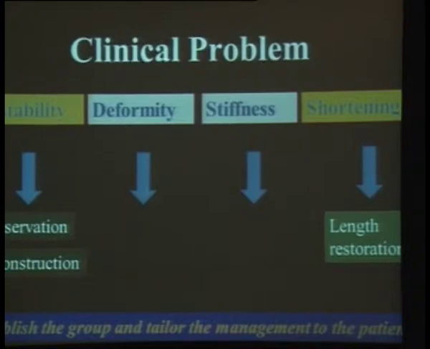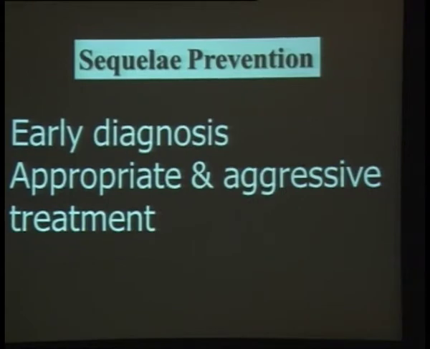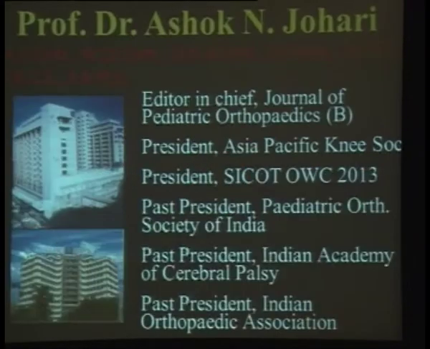So faced with this clinical problem, our solutions for instability are observation or reconstruction, one of the types which I mentioned earlier, and for shortening you have length restoration. Now what is important when we are faced with a patient with this sort of a sequela, we need to establish the group, we need to establish that the femoral epiphysis is absent, and then we tailor the management to that particular patient. And the most important is that early diagnosis is required and appropriate and aggressive treatment is necessary.